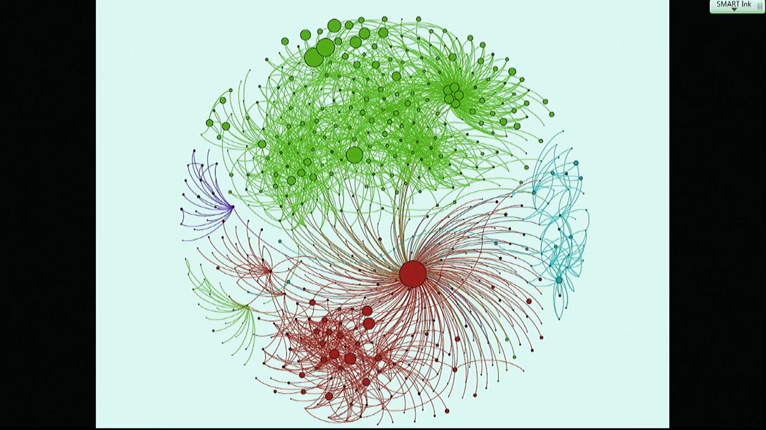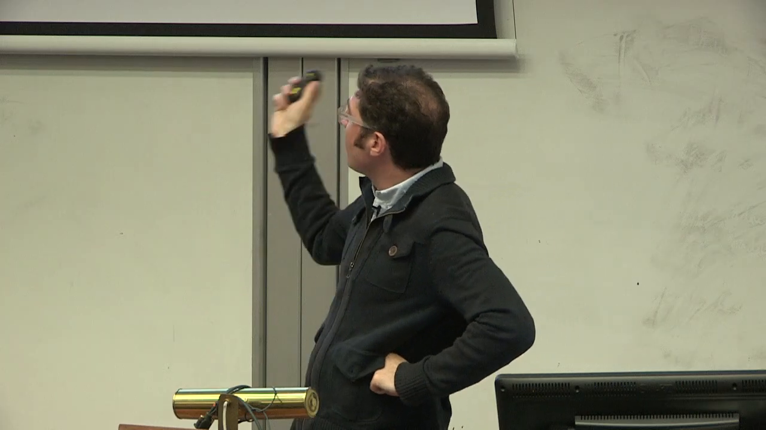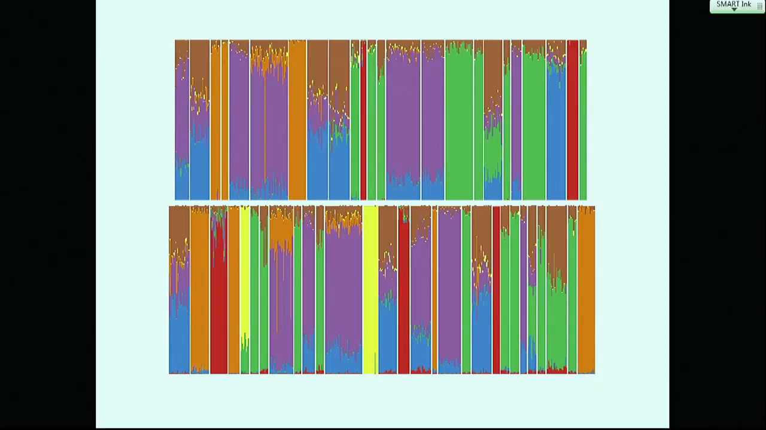If you're all in a network, you might know some people from your neighborhood, some people from work, some people from your childhood, and we want to capture that kind of overlapping community structure in the network. And topic models can also be used. Actually, they were basically independently invented to analyze genetic data.